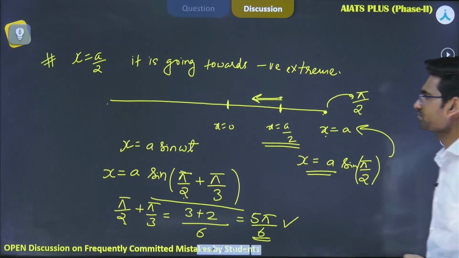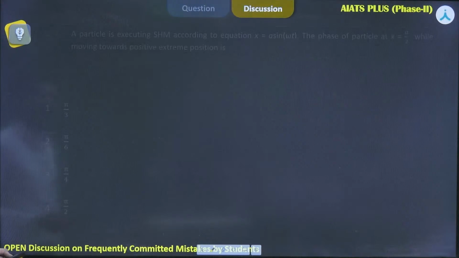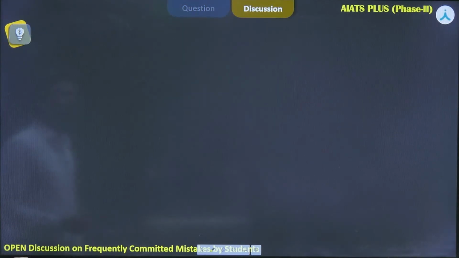Any doubts so far? So we have already solved this question now. The answer was pi by 6. Okay, let's move to another question then.